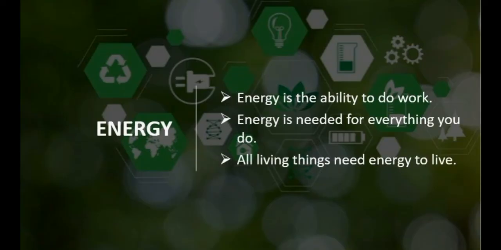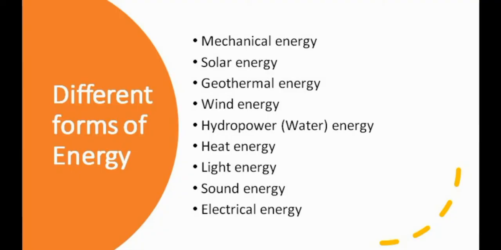Let's learn about energy. What is energy? Energy is the ability to do work. Energy is needed for everything we do, and all living things need energy to live. Energy is everywhere in nature: sunlight, wind, water, plants and animals. We use energy every day. So let's learn some different forms of energy. They are mechanical energy, solar energy, geothermal energy, wind energy, hydropower or water energy, heat, light, sound and electrical energy. Let's learn them individually.